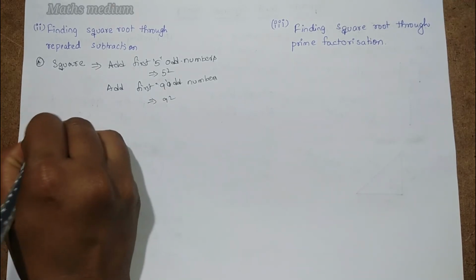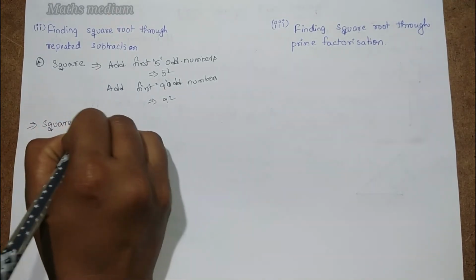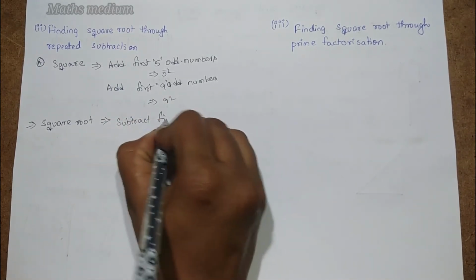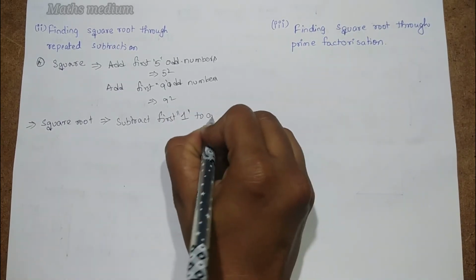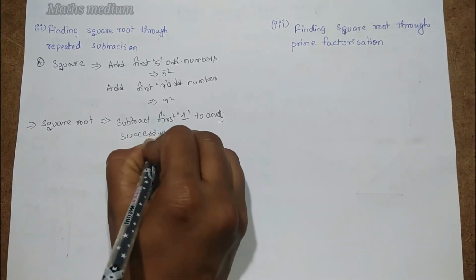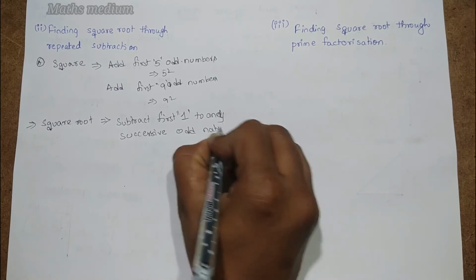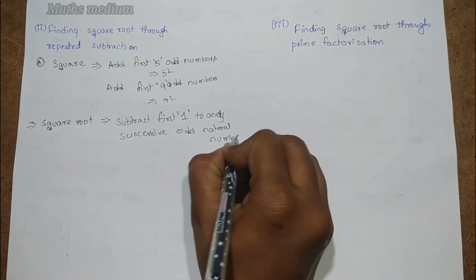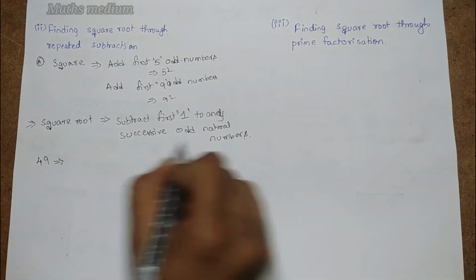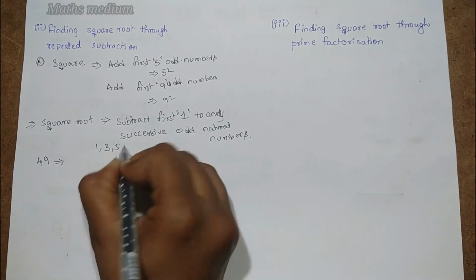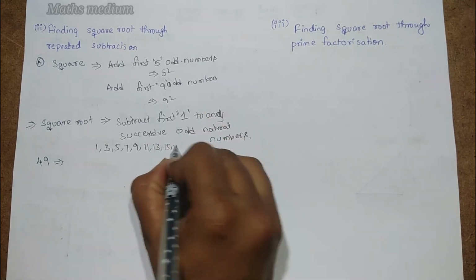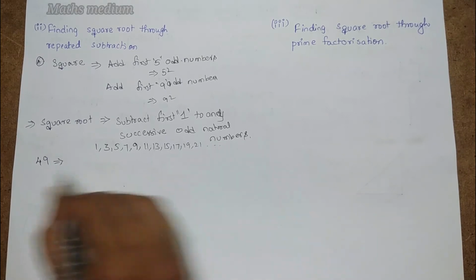So in a square root, how can we say it? Subtract first, that is 1, and any successive odd natural numbers, right? I will explain you here. If you take the number 49, now we know odd numbers like 1, 3, 5, 7, 9, 11, 13, 15, 17, 19, 21, etc.